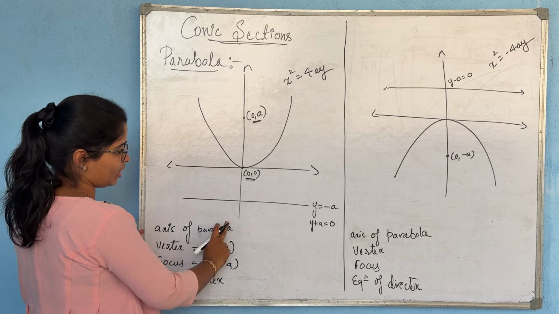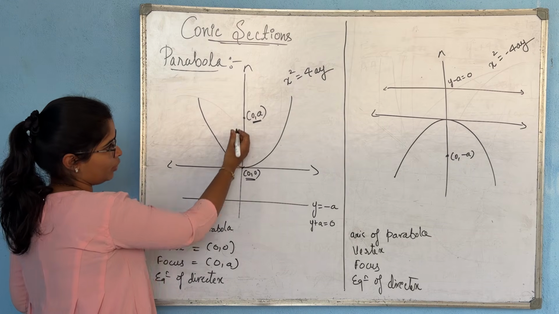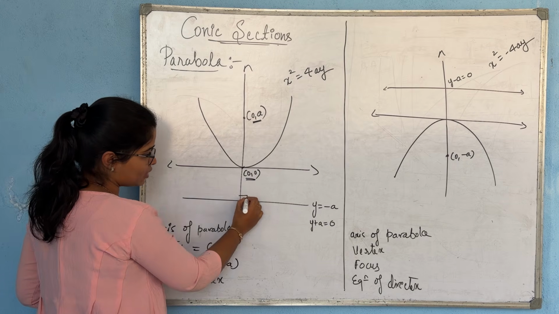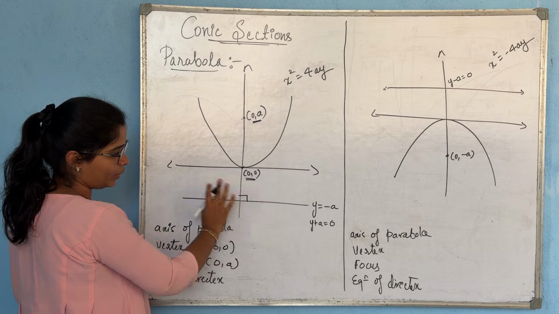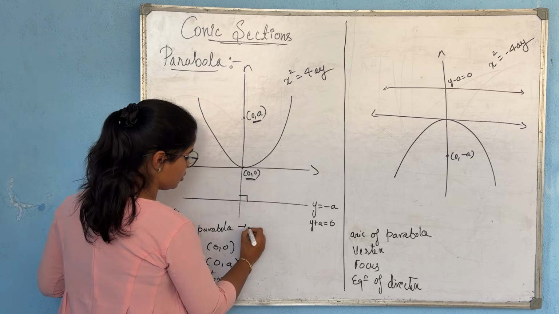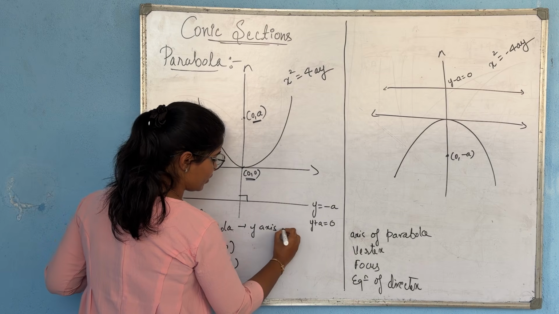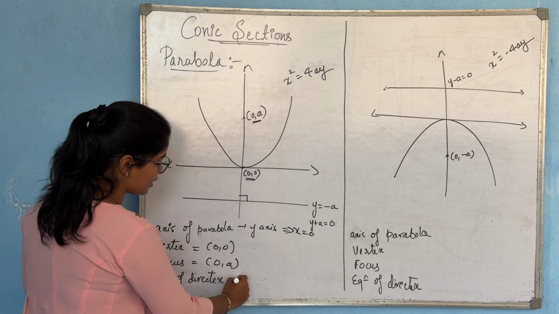Next, the axis of parabola. If you observe, the axis of parabola here is the y axis, because it is the line passing through the focus and is perpendicular to the directrix. That line here is the y axis. So, the axis of parabola in this case is the y axis, whose equation is given as x is equals to 0.